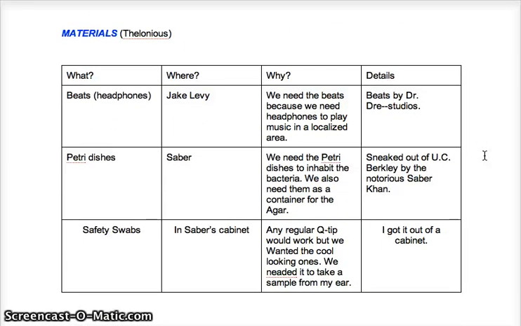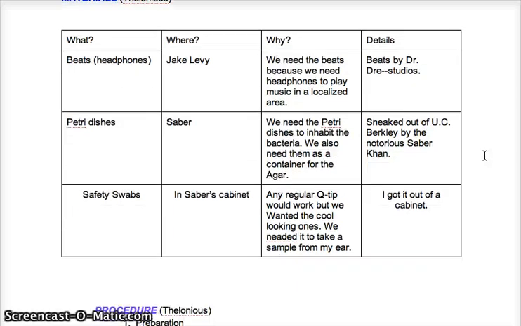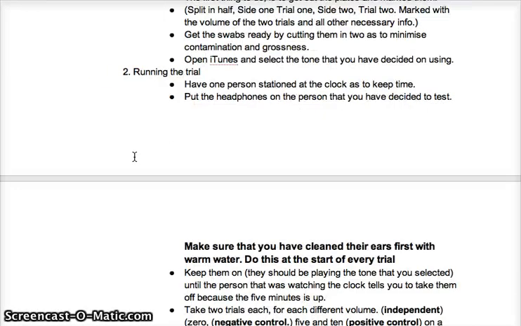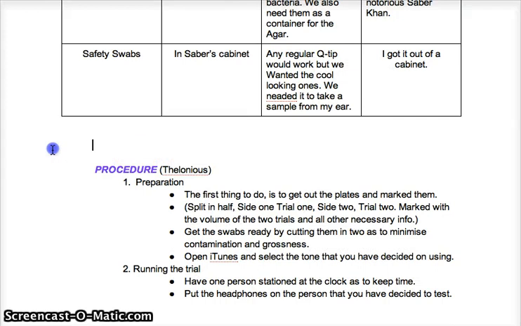Okay, so I'm going to be doing the materials. We needed Beats as the sound source because these were the highest quality headphones we could find. We needed Petri dishes from Sauber. These hold the neutral agar that was the medium to nourish the bacteria. And we needed safety swabs. There were Q-tips that we used to collect the samples.